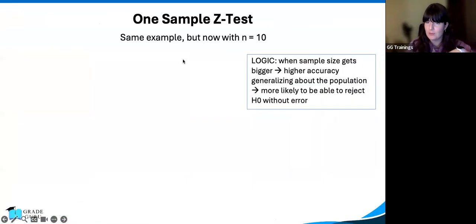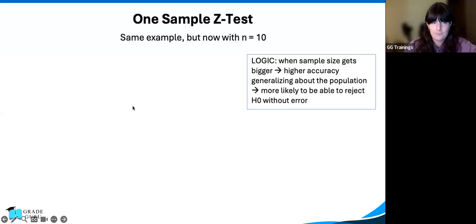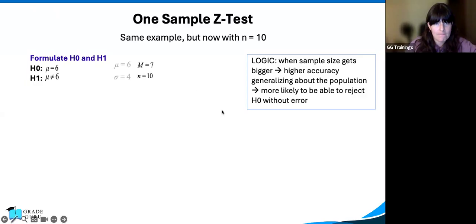Okay, we're going to do the same example, same values, but we're going to change n. N used to be 100, and now it's going to be 10. What do we know about when sample size changes? If we're dealing with a smaller sample size, we reduce our ability to generalize, and it's going to be harder to reject H0 because we do not have a big enough sample. Let's see what happens mathematically. Everything else is exactly the same: mu, sample mean, and sigma are the same, and only n is changed.